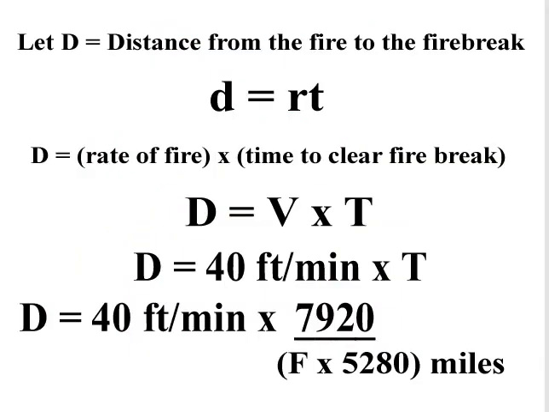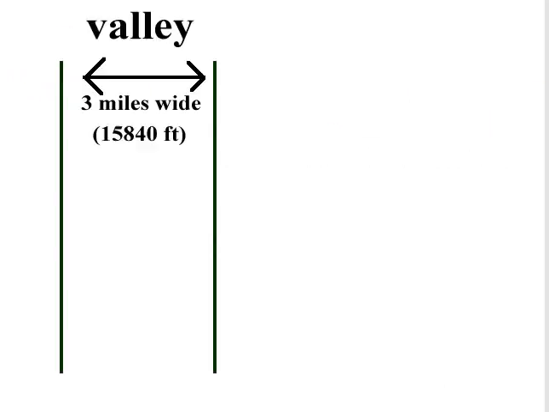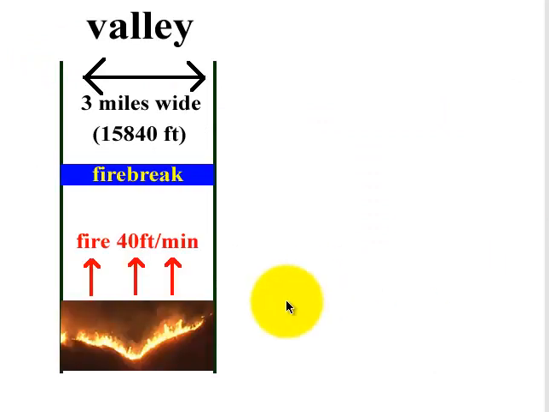Okay. So here comes a hard one. We have to calculate D. We're going to let the capital letter D equal the distance between the fire and the fire break. Got it? Let me show you that picture again. So D is going to be the distance between the fire and the fire break.